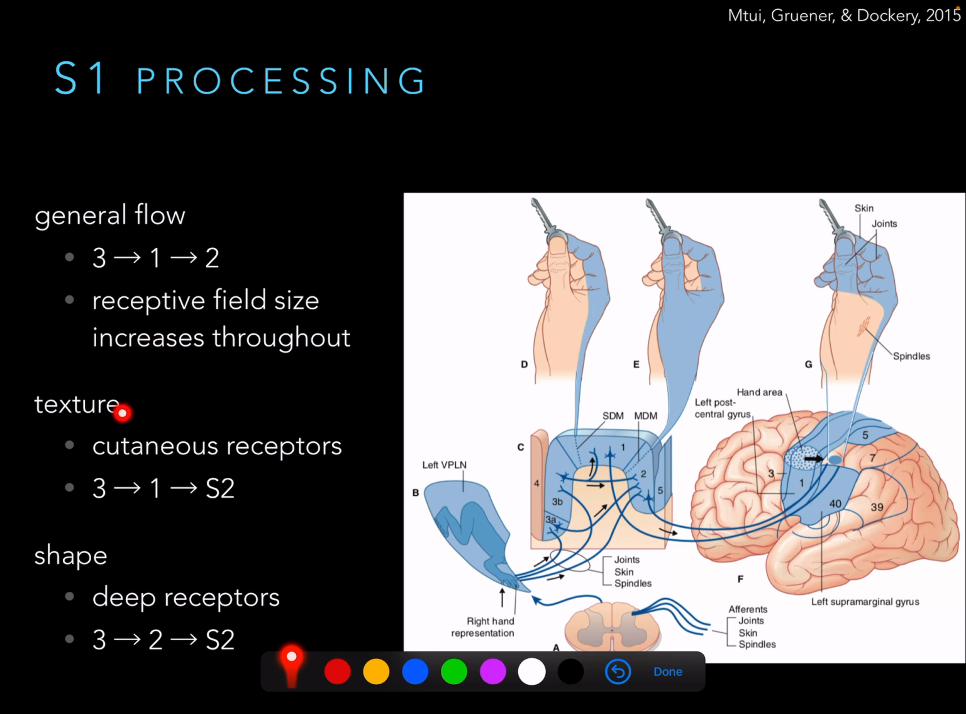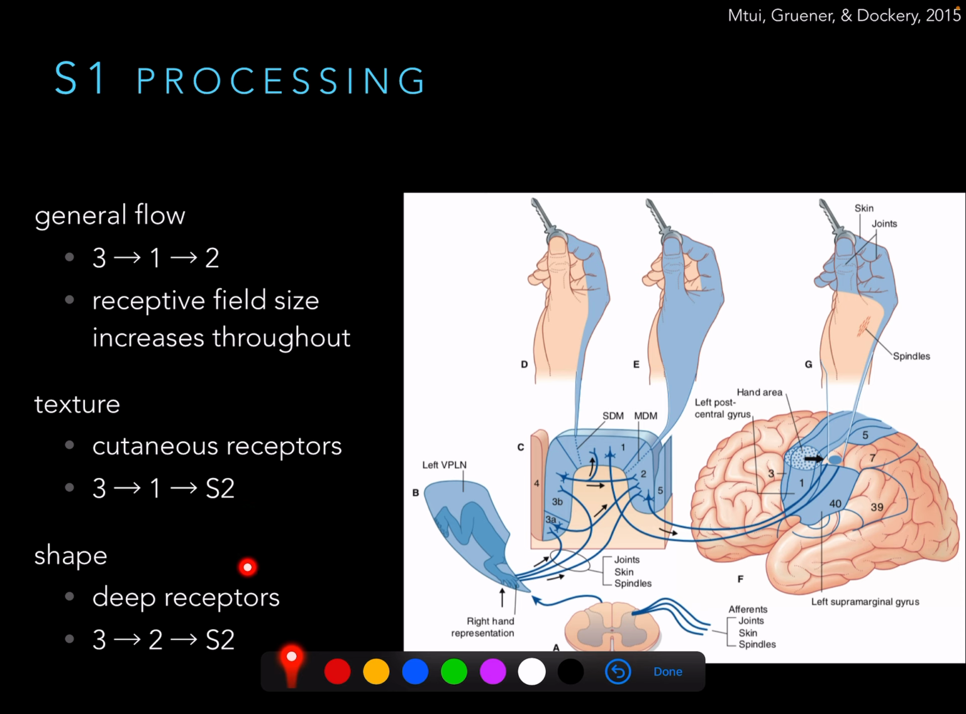So let's say we want to distinguish texture. The general flow, we want to use cutaneous receptors. We'll obviously get input from the thalamus to area 3. Then we go to area 1 and we send that on to S2. For the shape, we don't listen to cutaneous receptors.